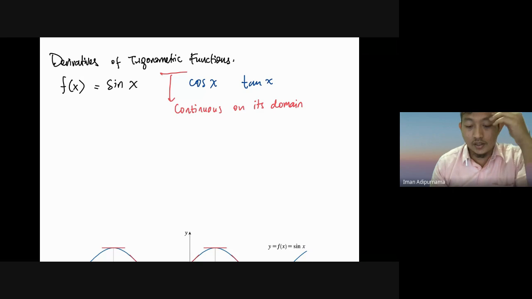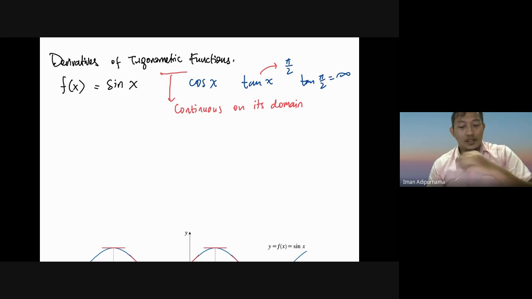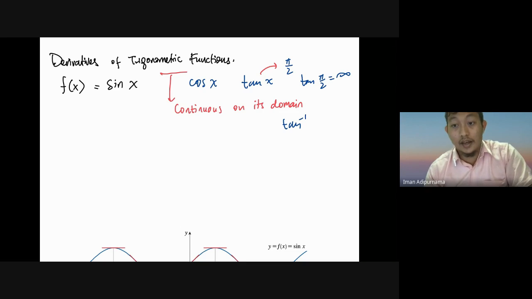Like for example, the tangent. You know that the tangent has infinite points. So at tangent pi over 2, it is going to be infinite, right? And that's why, when you have the ln, or the tangent inverse, it's actually asking for the angle, right?